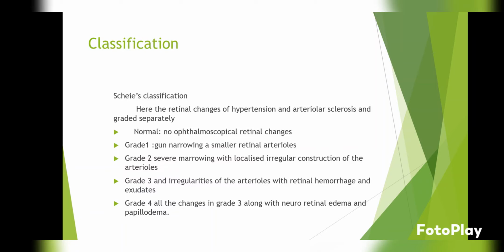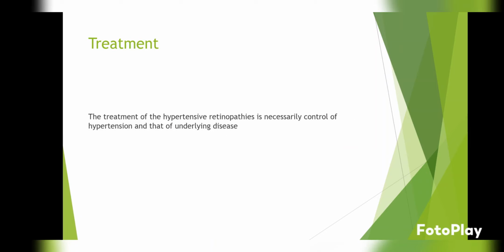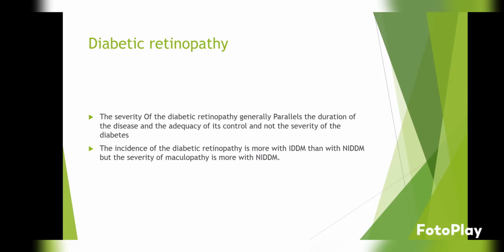Treatment. The treatment of hypertensive retinopathy is essentially control of hypertension and of the underlying disease. The next is diabetic retinopathy. The severity of diabetic retinopathy generally parallels the duration of the disease and the adequacy of its control, and not the severity of the diabetes. The incidence of diabetic retinopathy is more with IDDM than with NIDDM, but the severity of maculopathy is more with NIDDM.